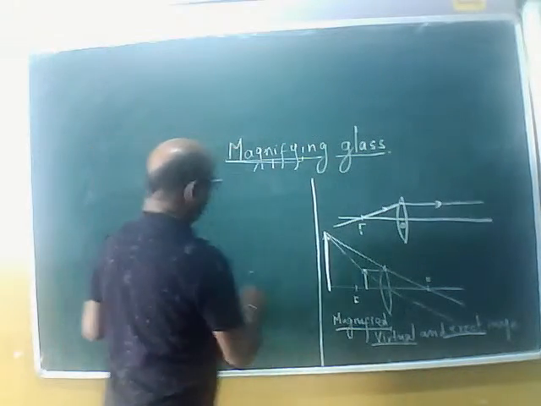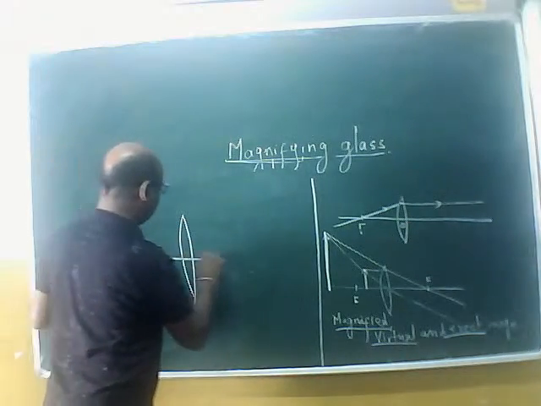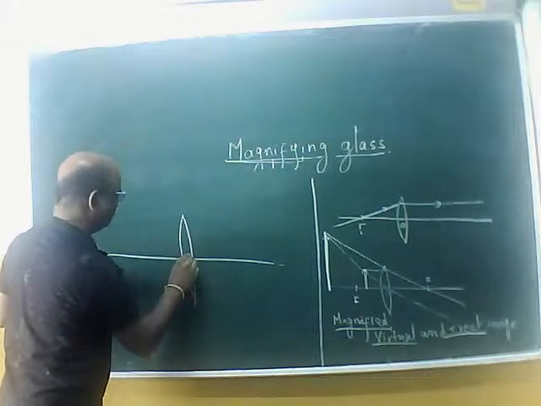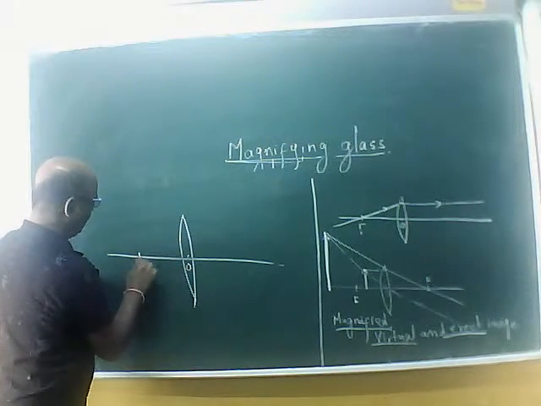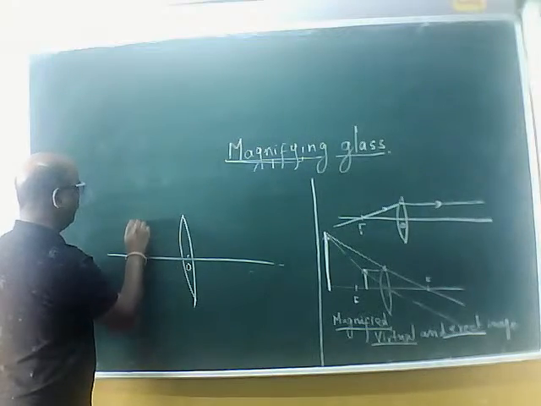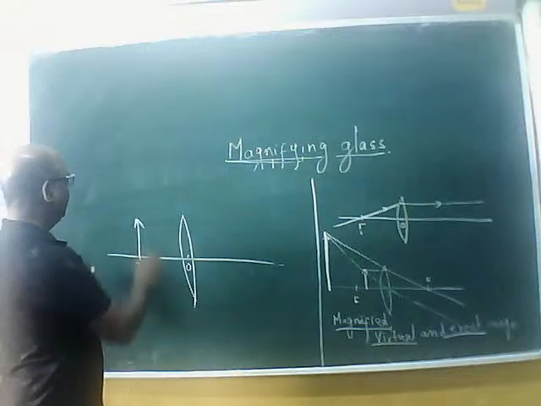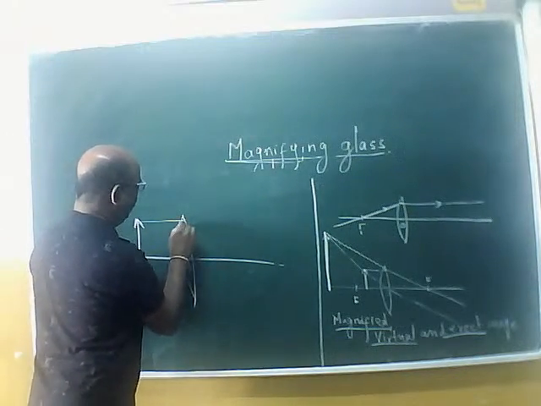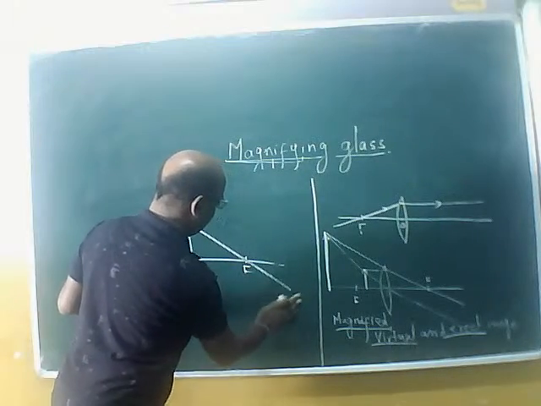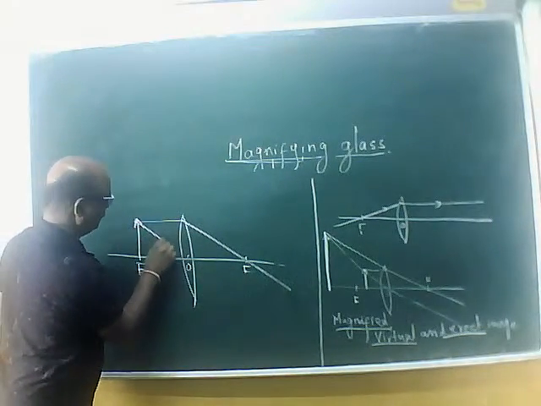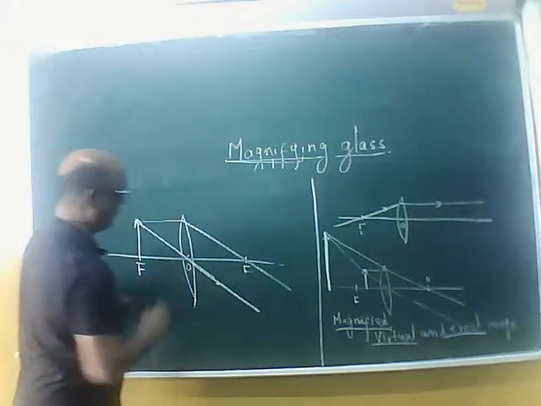Means you keep the object at the focus. This is the optical center, this is the focus. So what do we have? At the focus, if you keep the object, one ray will go parallel, will bend and will pass through the focus. The other will go straight, passing through the optical center.